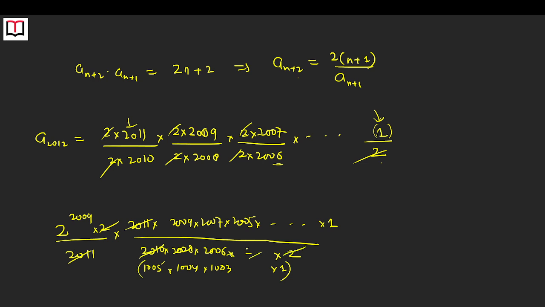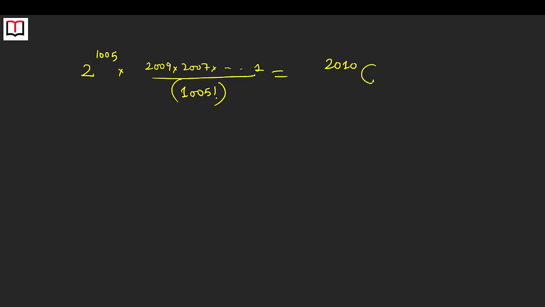So it's 1005 factorial. We had 2 raised to 2010, so now I have half of them. Finally it is 2 raised to power 1005 into all odd, 2009, 2007 till 1, over 1005 factorial. Isn't that 2010 C 1005? Because when you cancel the remaining 1005 factorial one by one from the numerator, for every term you will get a 2. So 2 into 1005, that you people can simplify now.